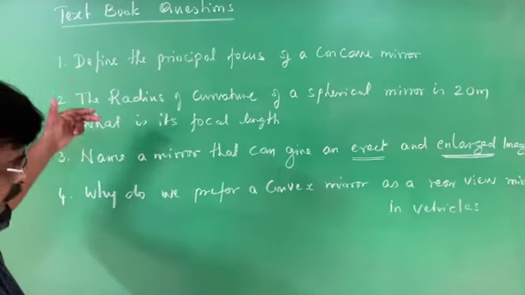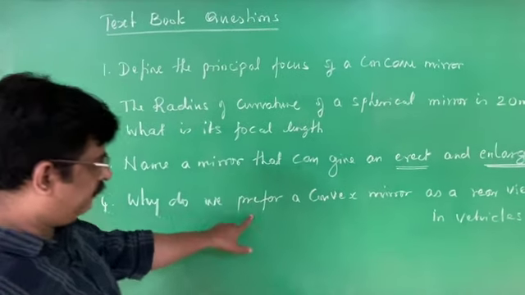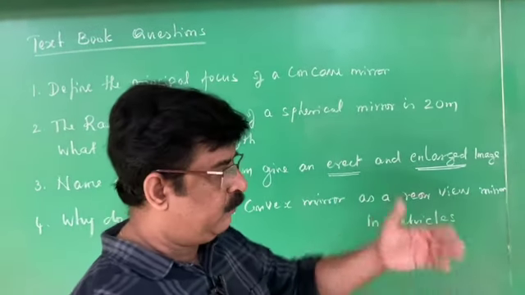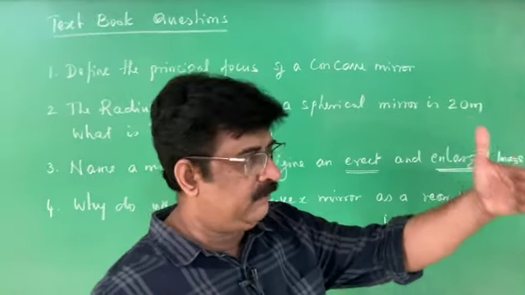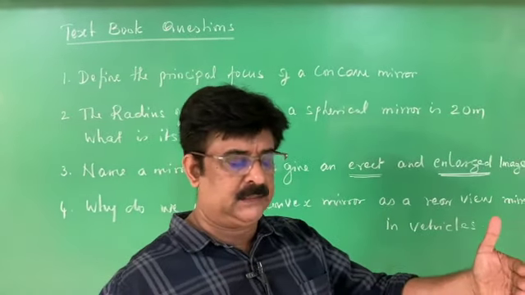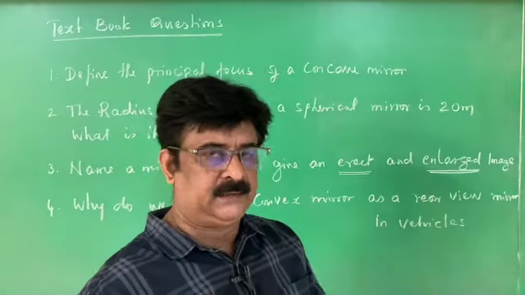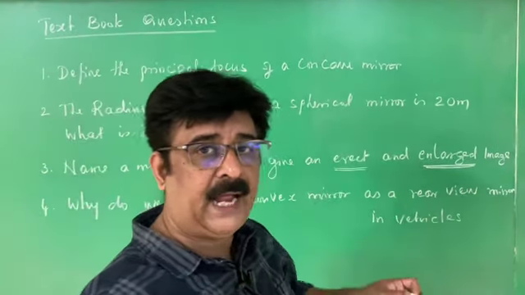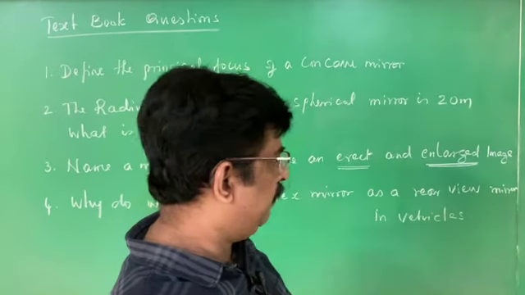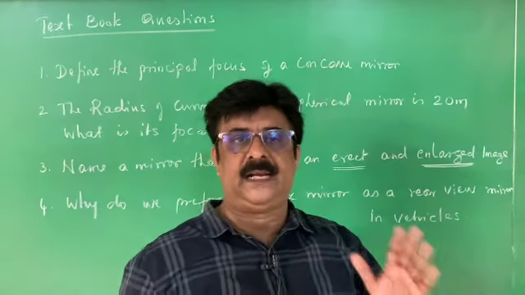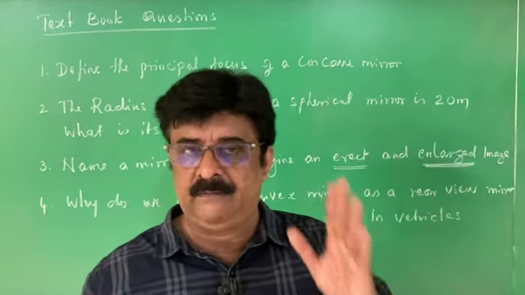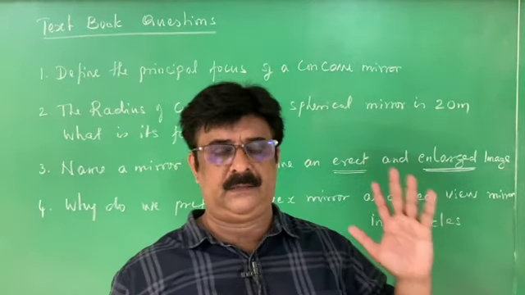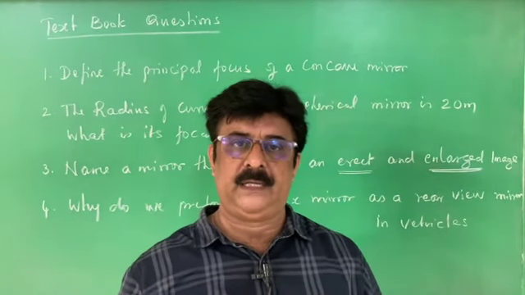Fourth and the last question of the first unit is, why do we prefer a convex mirror as a rear view mirror in vehicles? We prefer a convex mirror because a convex mirror always produces diminished, erect images, therefore the driver is able to see a larger view behind the vehicle. Therefore we prefer a convex mirror as a rear view mirror. Why? Because the driver can see a larger area behind the vehicle. For that purpose, we use a convex mirror as a rear view mirror.